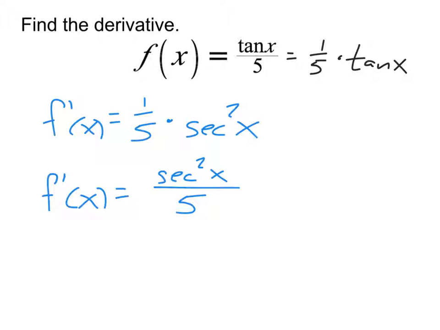But notice that when it's over a constant like that, you didn't need to use quotient rule. Now, if it's a function over a function, quotient rule. But function over constant, no.